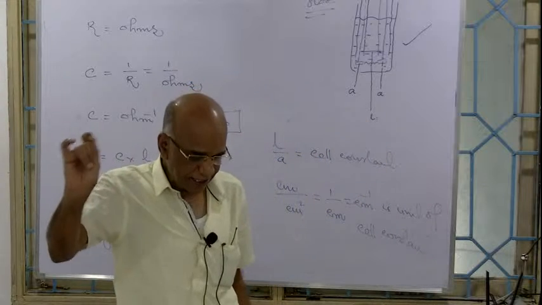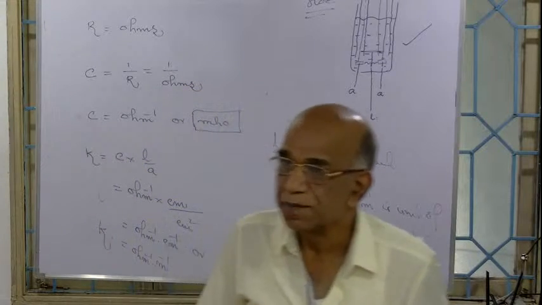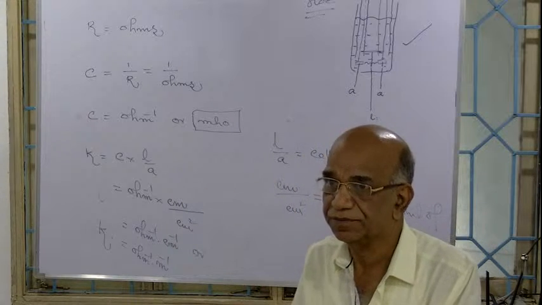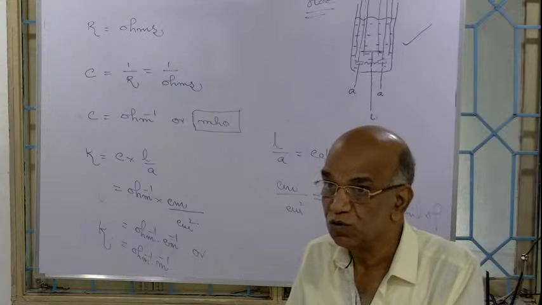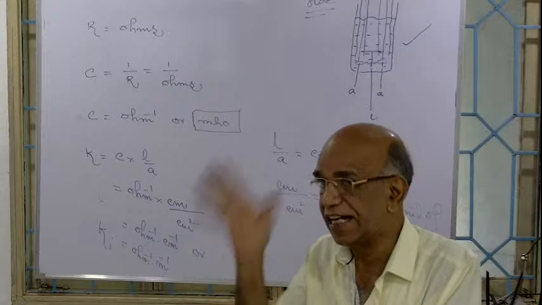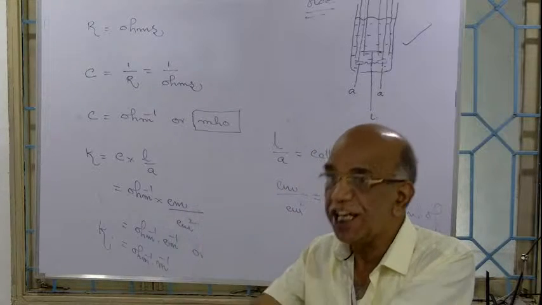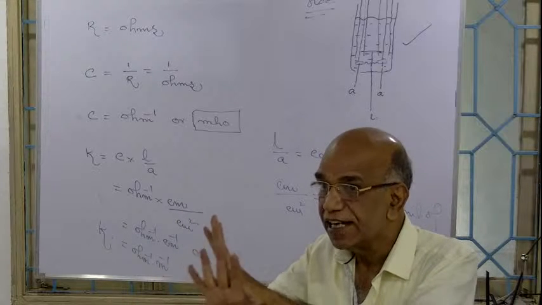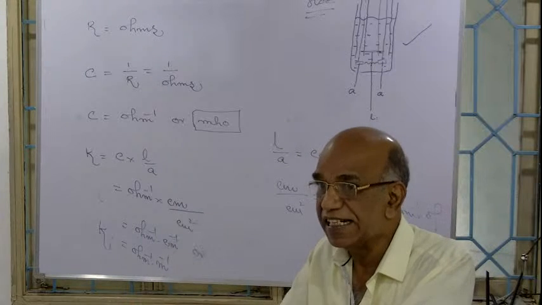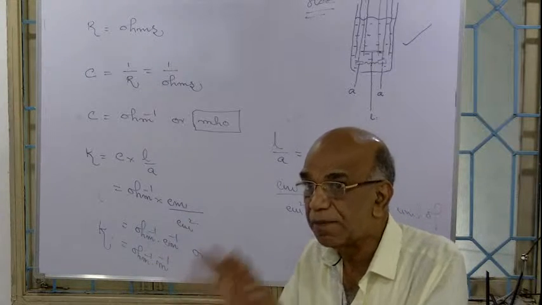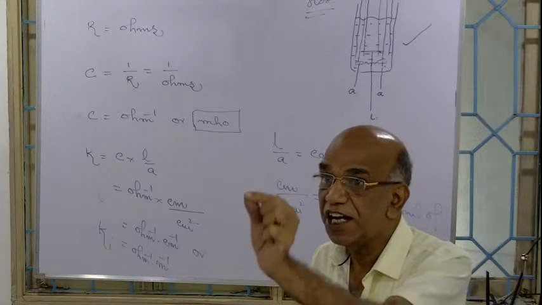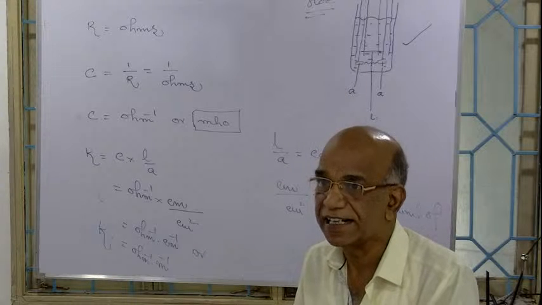Now, what is the last definition for specific conductance? Specific conductance of an electrolyte may be defined as the conductance of the solution present between two parallel electrodes separated by unit distance, having unit cross sectional area.